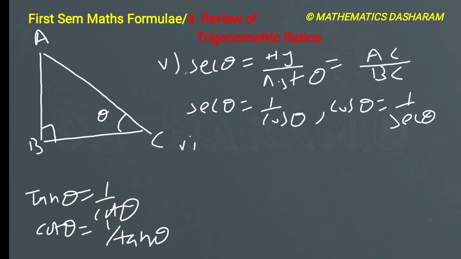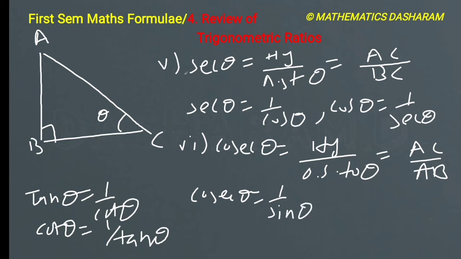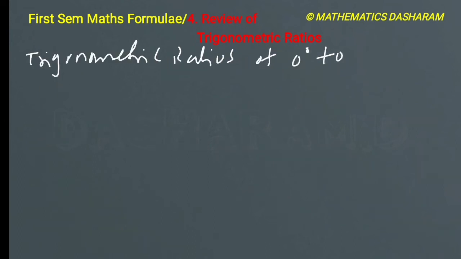Next, the last one is cosec theta. Cosec theta equals the hypotenuse divided by the opposite side to theta. Hypotenuse AC divided by the opposite side to theta, which is AB. So that means cosec theta equals 1 by sin theta, and sin theta equals 1 by cosec theta.